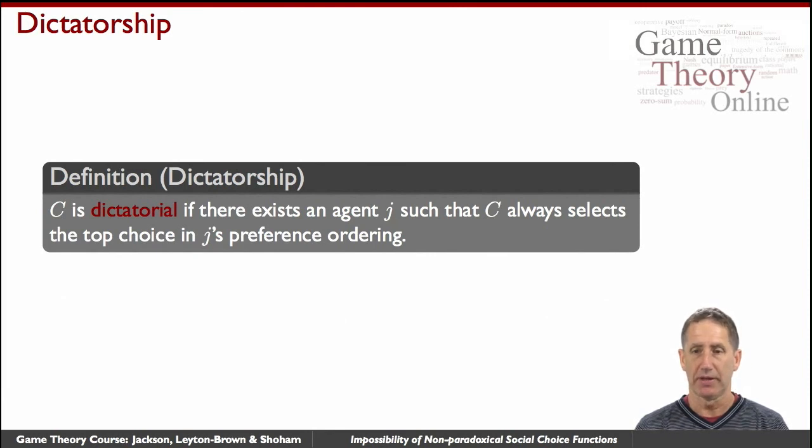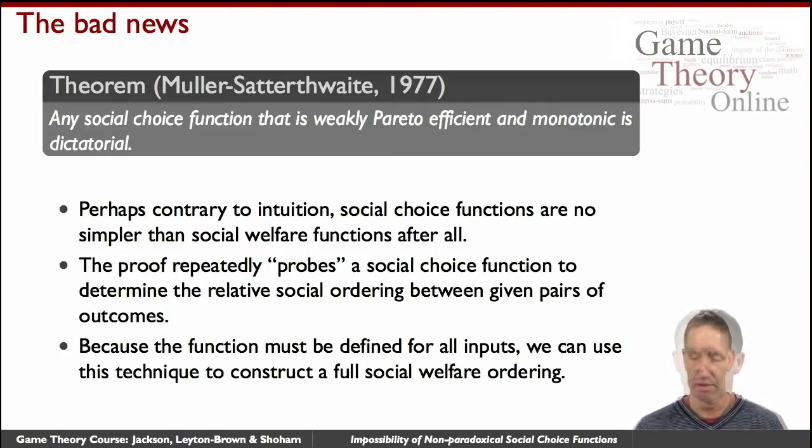The last notion, dictatorship, similar to what you see in social welfare, simply says that C is dictatorial if there's some agent whose top choice is always the social choice. This is the bad news. The Muller-Satterthwaite theorem tells us that we can't have all three. So if a social choice function is Pareto efficient and monotonic, it must be dictatorial.